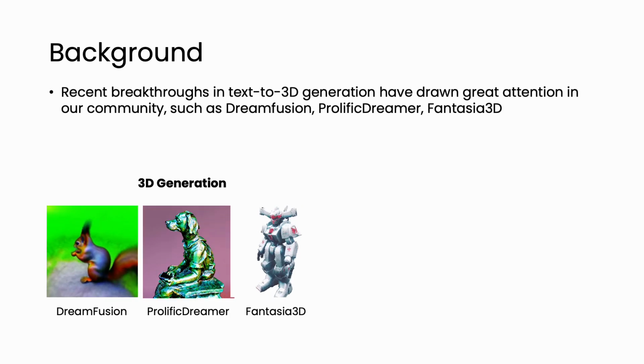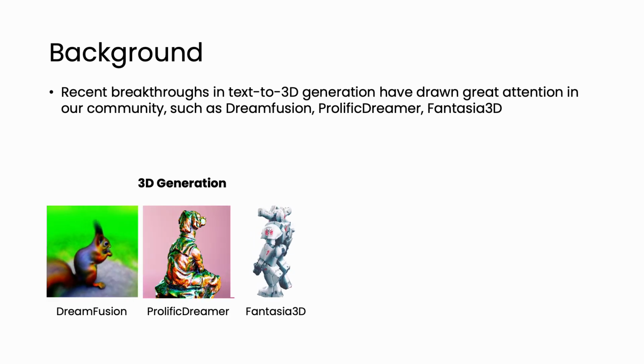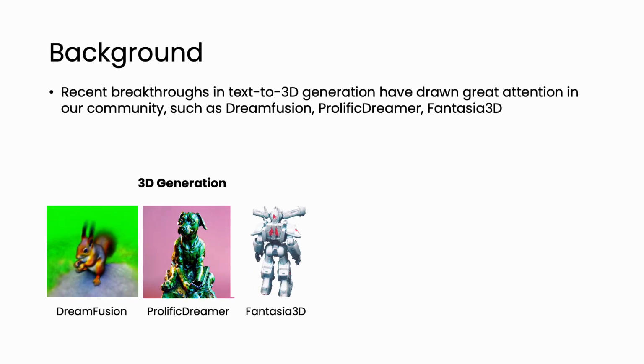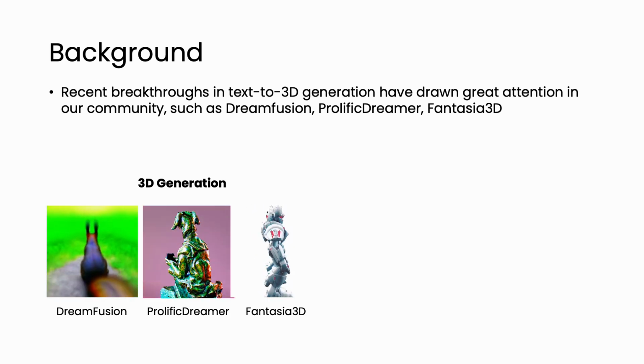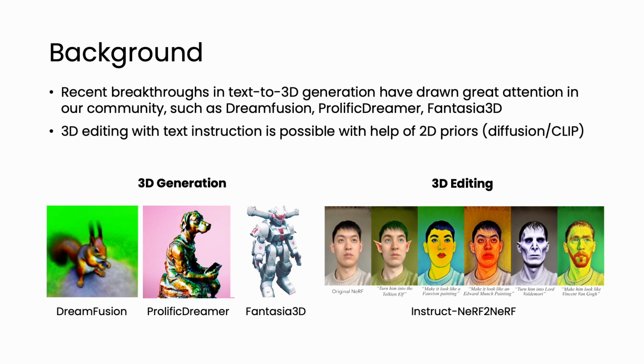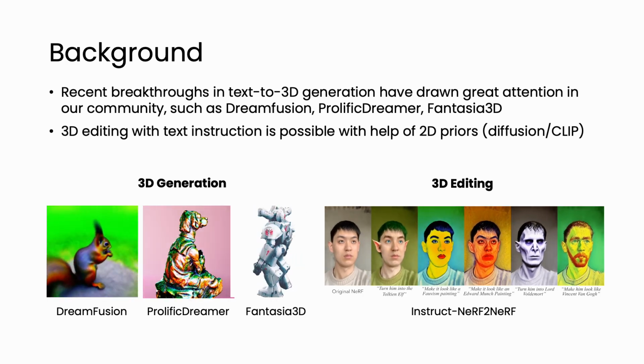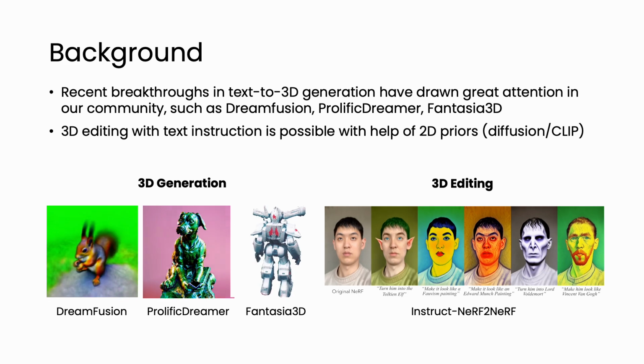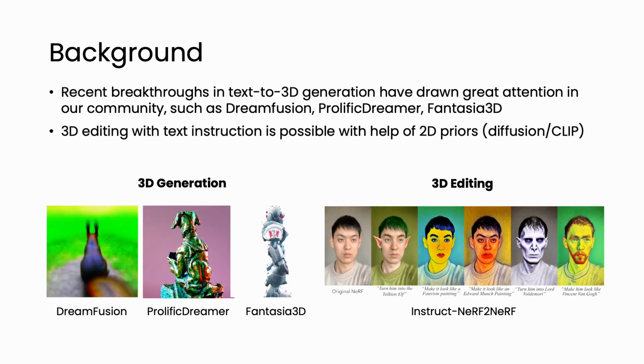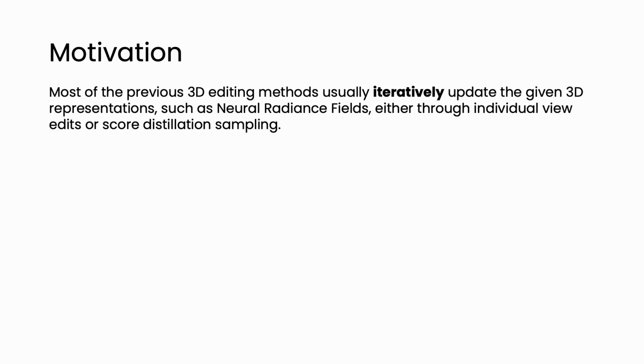Let me first give some background information. Recent breakthroughs in text-to-3D generation have drawn great attention in our community. There are a lot of great works such as DreamFusion, ProlificDreamer, Fantasia3D, and also 3D editing with text instruction is possible with the help of 2D priors such as diffusion models and CLIP models. There are some results from 3D generation methods and 3D editing methods. In this work, we focus on 3D editing with text instructions.